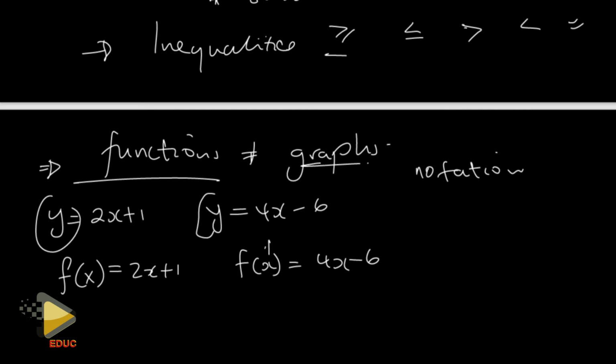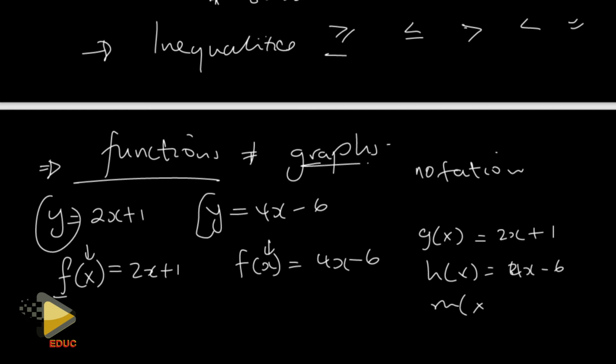Now, this x represents our input, okay? It does not only mean that we're going to deal with just f. It can also be a g. G of x is equal to maybe 2x plus 1. It can be h of x is maybe 4x minus 6. It can be m of x, any letter of x. It just simply means this h of x, g of x, they all represent the y.